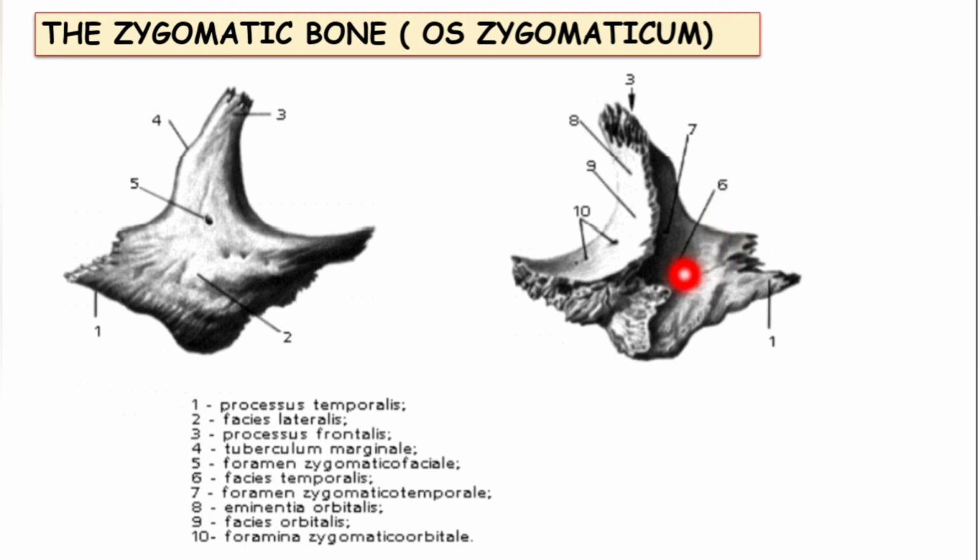That's where the temporal fossa is. Then foramen zygomaticotemporale is found on the same surface. Then there is the orbital eminence, eminentia orbitalis, on number 8 here. Then facies orbitalis on number 9, this orbital surface, and 10, foramen zygomaticoorbitale. The names are very easy actually because they tell you where each foramen is located. Okay. Then next, we just talked about the surfaces. Then the processes.